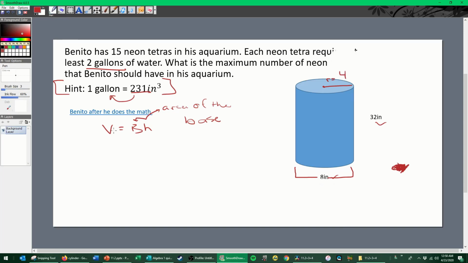So my big B is going to be pi r squared times the height. So I'm going to go ahead and make those substitutions. Pi is not going to change, but I am going to have 4 squared times 32, which is just 16 times 32. Throwing that in the calculator, I get 512 pi.